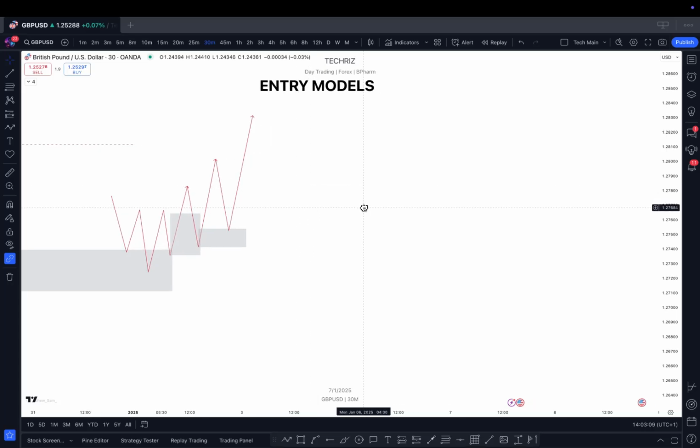I have another one like this. This one is the inducement type of entry model, where we have an incomplete pullback acting as an inducement. And if you check AUD card as at today, you're going to see this particular one I want to draw playing out.